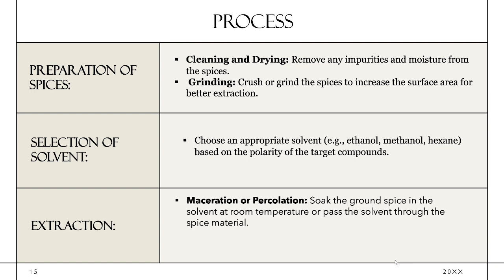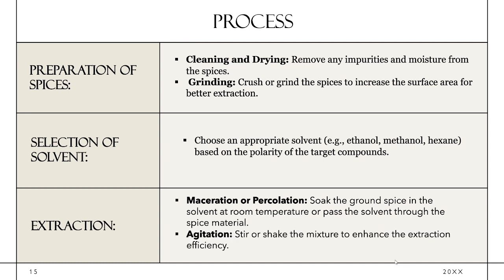It consists of preparation of spices, which includes cleaning, drying and grinding operations. After that, selection of proper solvent. An appropriate solvent is selected based on the polarity of the target compound. Solvents we use are ethanol, methanol, hexane. The next step is extraction, in which maceration or percolation is done.